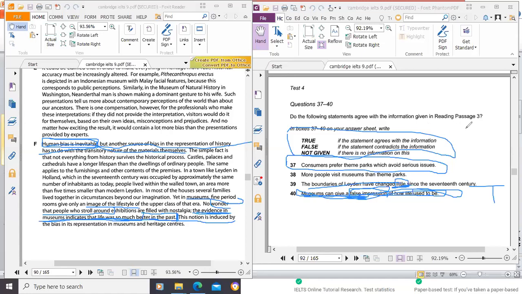They are not the same thing. So there is a very, very tiny difference between them. In fact, a lot of people will say there is no difference. But if you are not a native speaker, you may find yes, no, not given a lot different from true, false, not given, but they are actually the same thing.